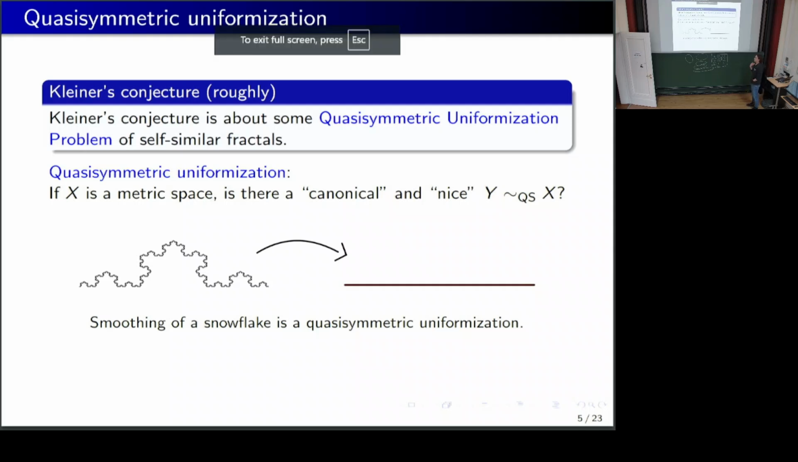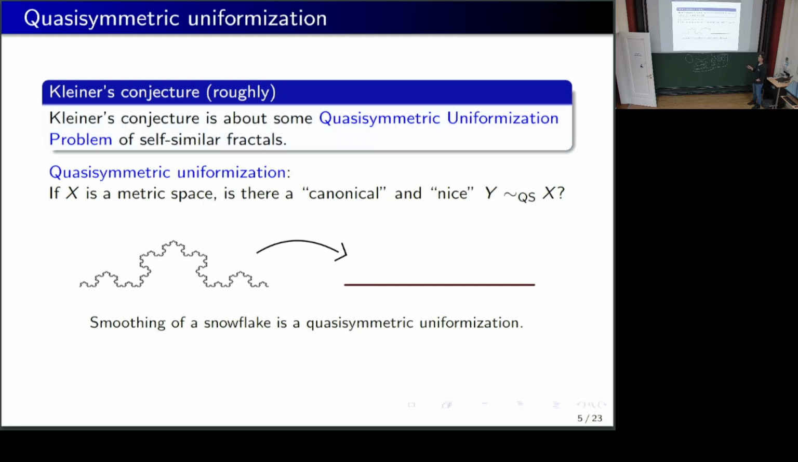Okay. So a bit more concretely, Kleiner's conjecture is about some kind of quasisymmetric uniformization problem on self-similar fractals. What quasisymmetric uniformization means, or in general uniformization, is this: I have my favorite metric space, which is for some reason really horrible. Then I ask if there is a better representative of it. So in this case, I ask, is there a somehow canonical and nicer version of it?